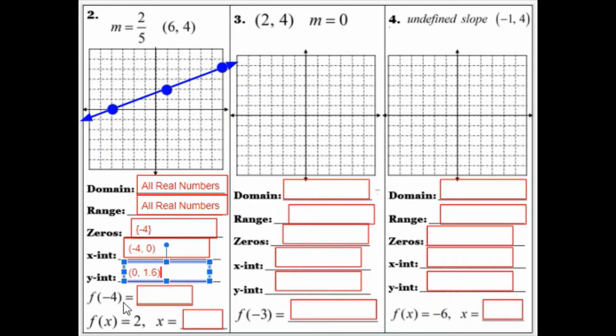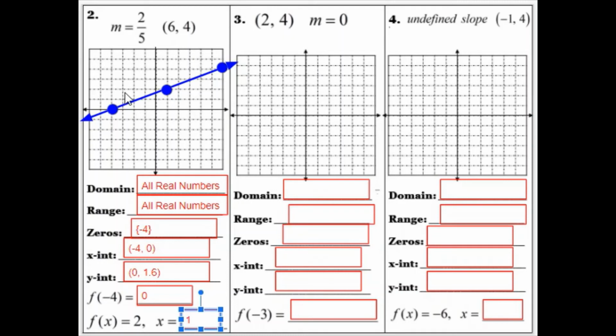And f of negative 4, so negative 4 is my input. Let's see, x is negative 4, 1, 2, 3, 4. My output is 0. And if f of x is 2, what is x? So y is 2, my output is 2. What's my input? So if y is 2, we go across, it looks like x is 1. When x is 1, y is 2.